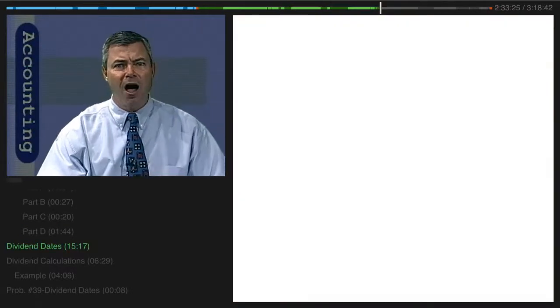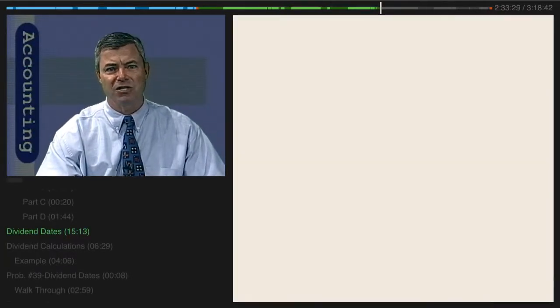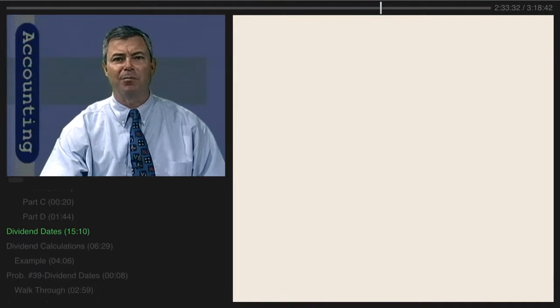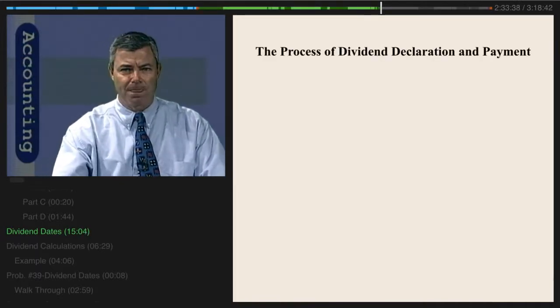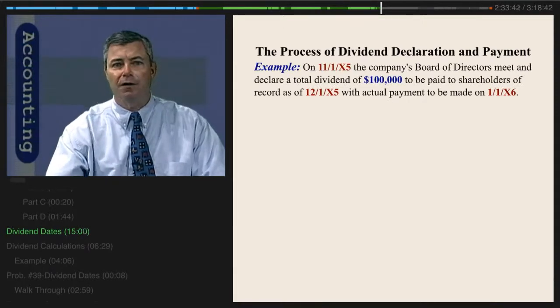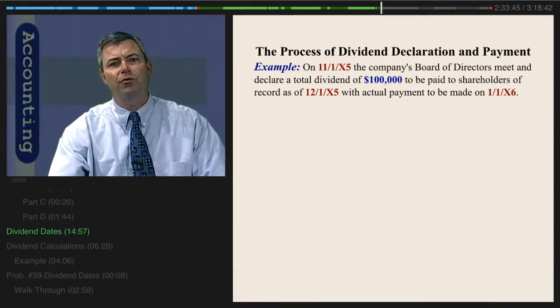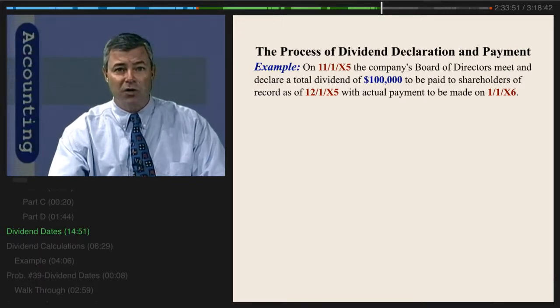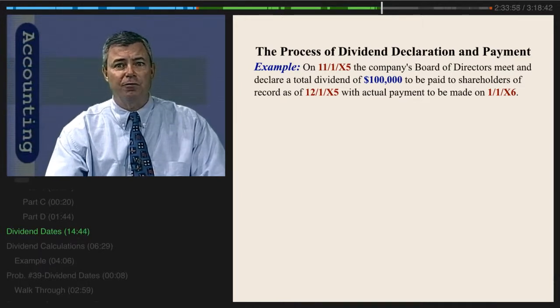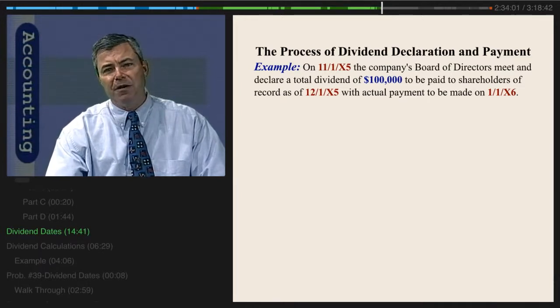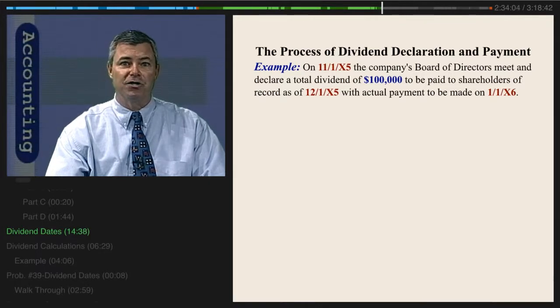Before discussing some complicating issues associated with preferred stock dividends, let's first examine the process of dividend declaration and payment. Let's do that by going over an example. Let's assume that on November 1st in the year, let's say X5, a company's board of directors meets, and because the company had been profitable during the year, declares a total dividend of $100,000 to be paid to shareholders of record on December 1st, and the dividends are actually to be paid on January 1st of the next year.